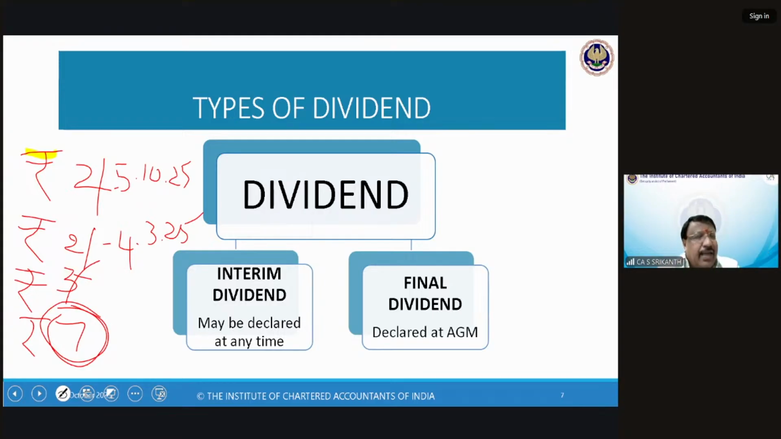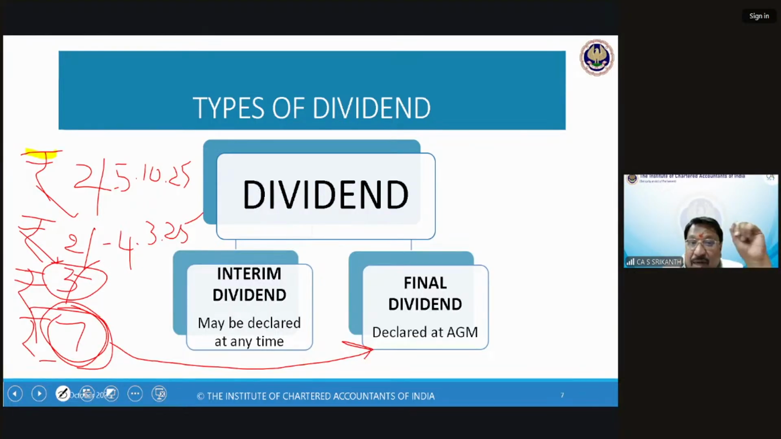That means the entire year, 7 rupees, distributed as 2 rupees in October and so on. These have already been announced and declared by the board and paid, whereas this 3 has not been paid. But the entire 7 has to be declared at the AGM by the members. Are you able to understand? The members at the AGM only can confirm the dividend.